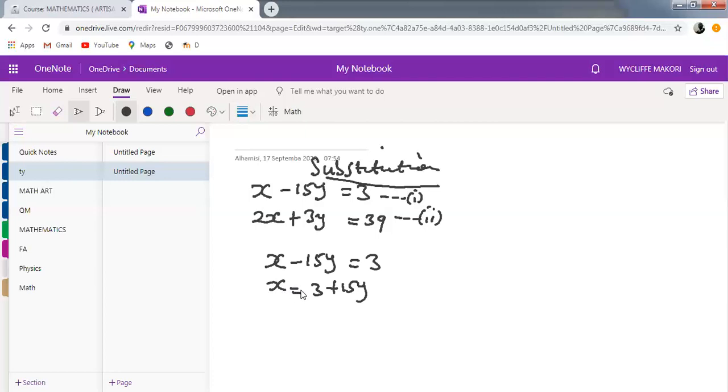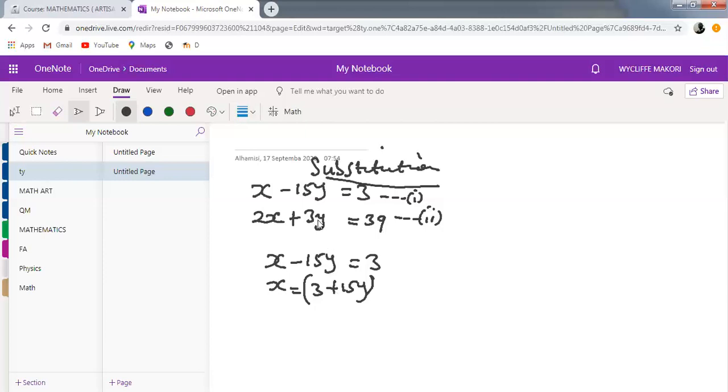But this sign here is very critical. It simply means x is equal to this. So anywhere we have x in this second equation, we can replace it with this, simply because they are equal. The sign tells us that x is equal to this. So where we have x, 3 plus 15y can replace it because of the fact that they are equal.